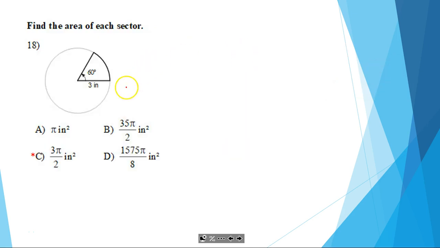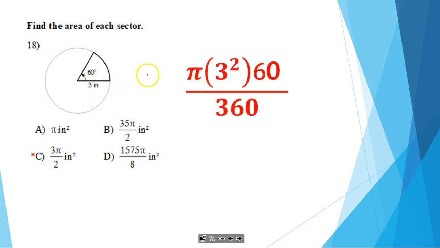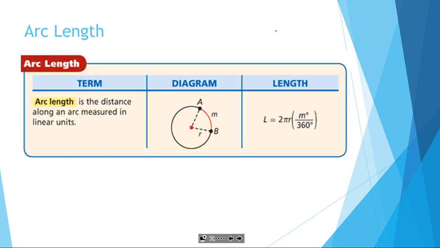So on this one, we've got pi r, the radius is 3, theta, the 60-degree angle, over 360. Now notice down here too that all these answers have pi in them. So I'm not going to multiply by pi. I'm going to leave pi in my answer. So be careful about that when you all take the test.